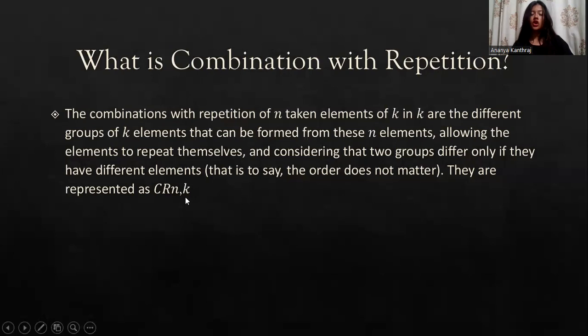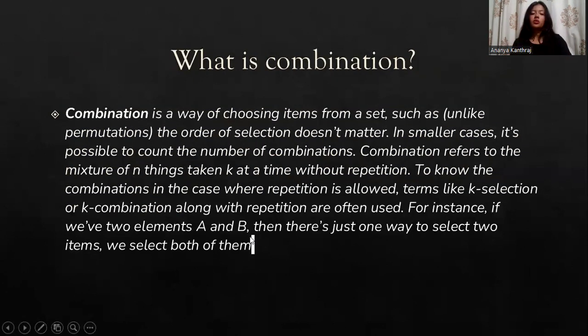So basically, the combinations with repetitions of n elements taken k at a time are the different groups of k elements which can be formed from the n elements, allowing the elements to repeat themselves and considering that two groups differ only if they have different elements. That is to say that the order does not matter. They are represented as CR(n, k). So let's look into what exactly the definition of combination is.